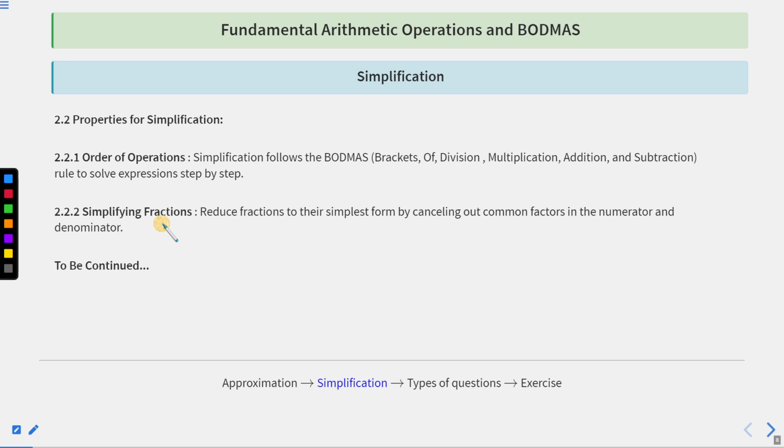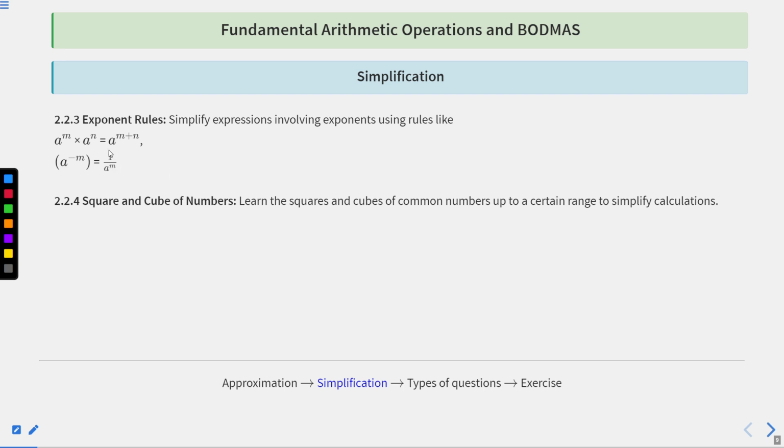The second property is simplifying fractions. Reduce fractions to their simplest form by cancelling out common factors in the numerator and denominator. The third property is the exponent rule. Simplify expressions involving exponents using rules like a to the power m into a to the power n is equal to a to the power m plus n, and a to the power minus m is equal to 1 upon a to the power m.